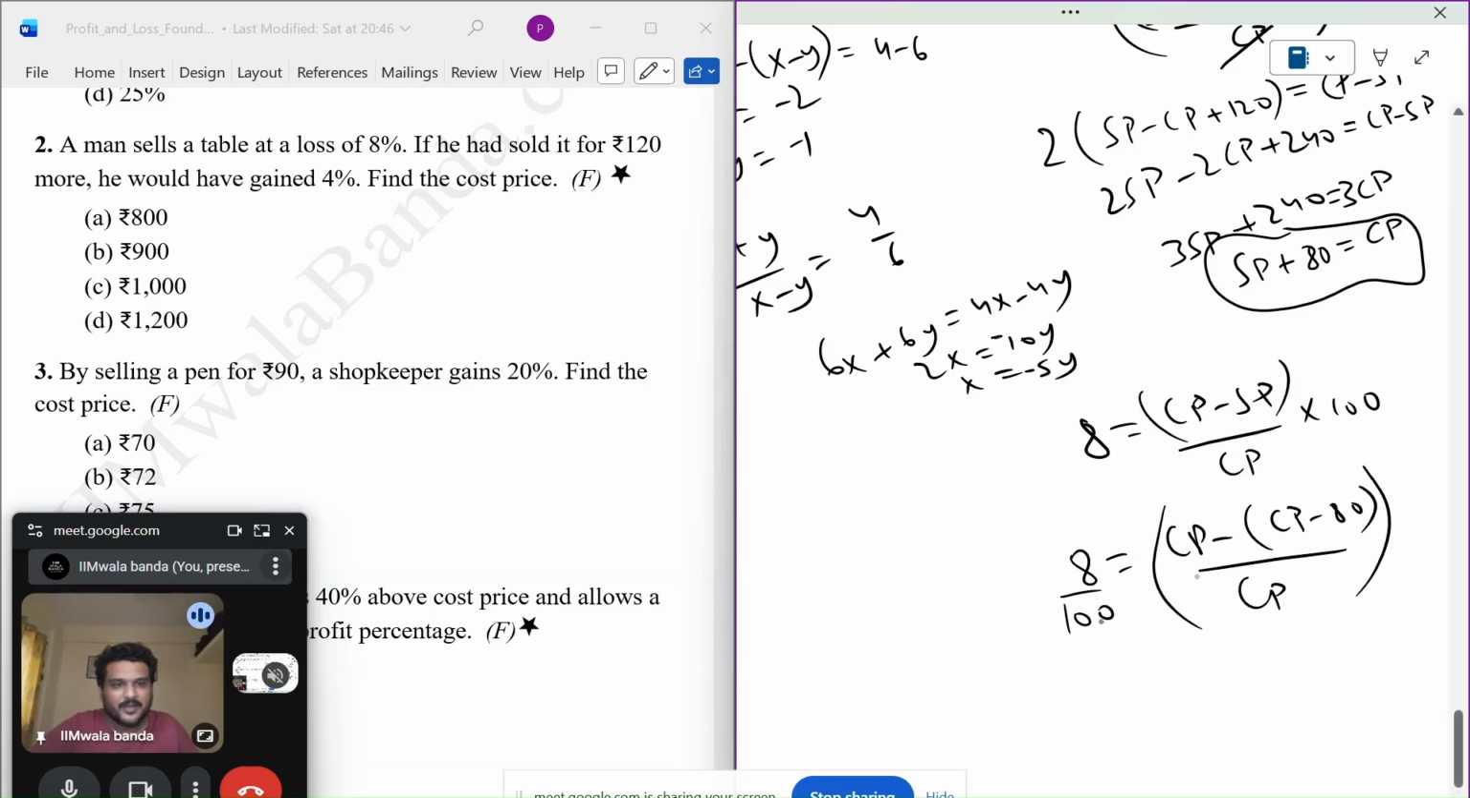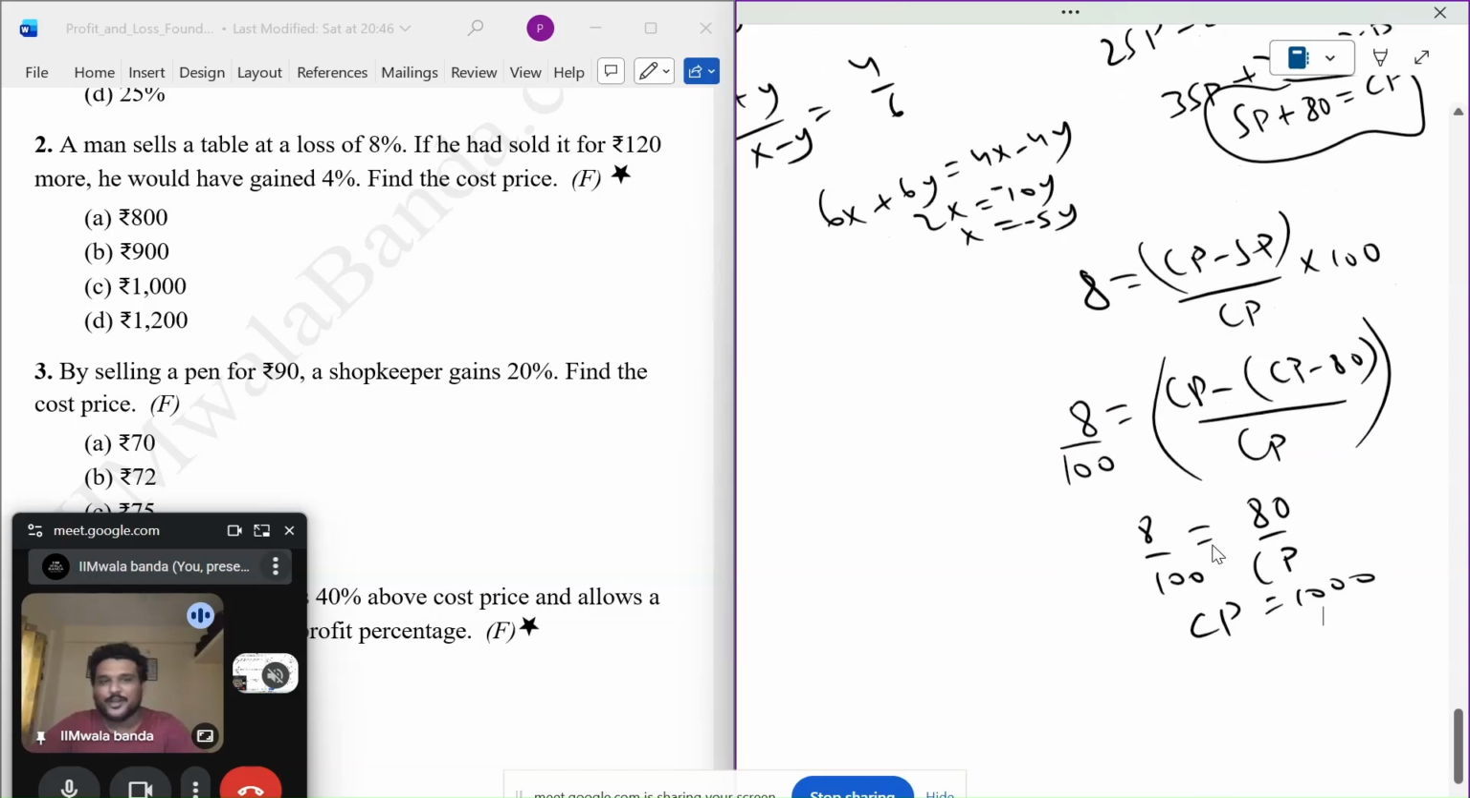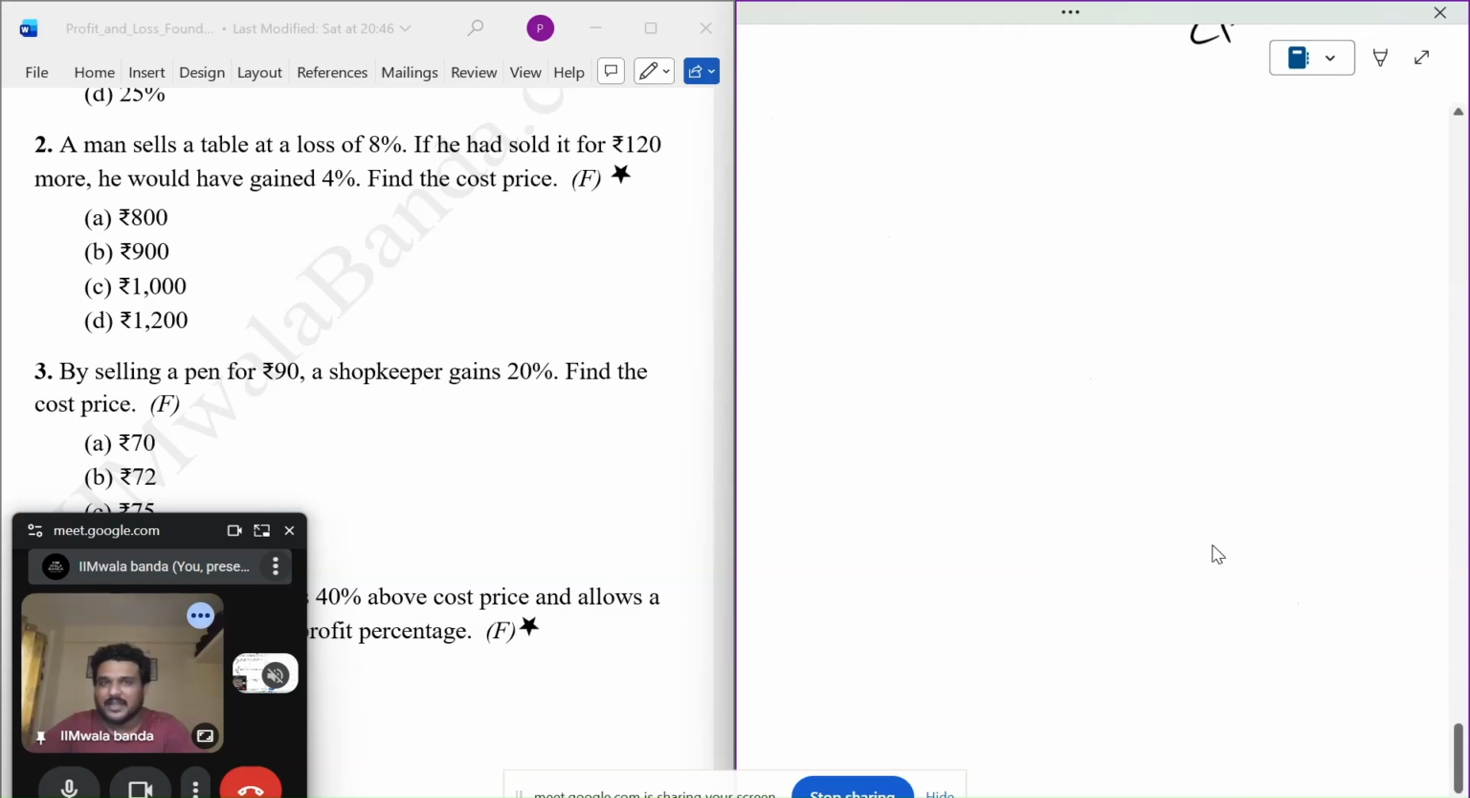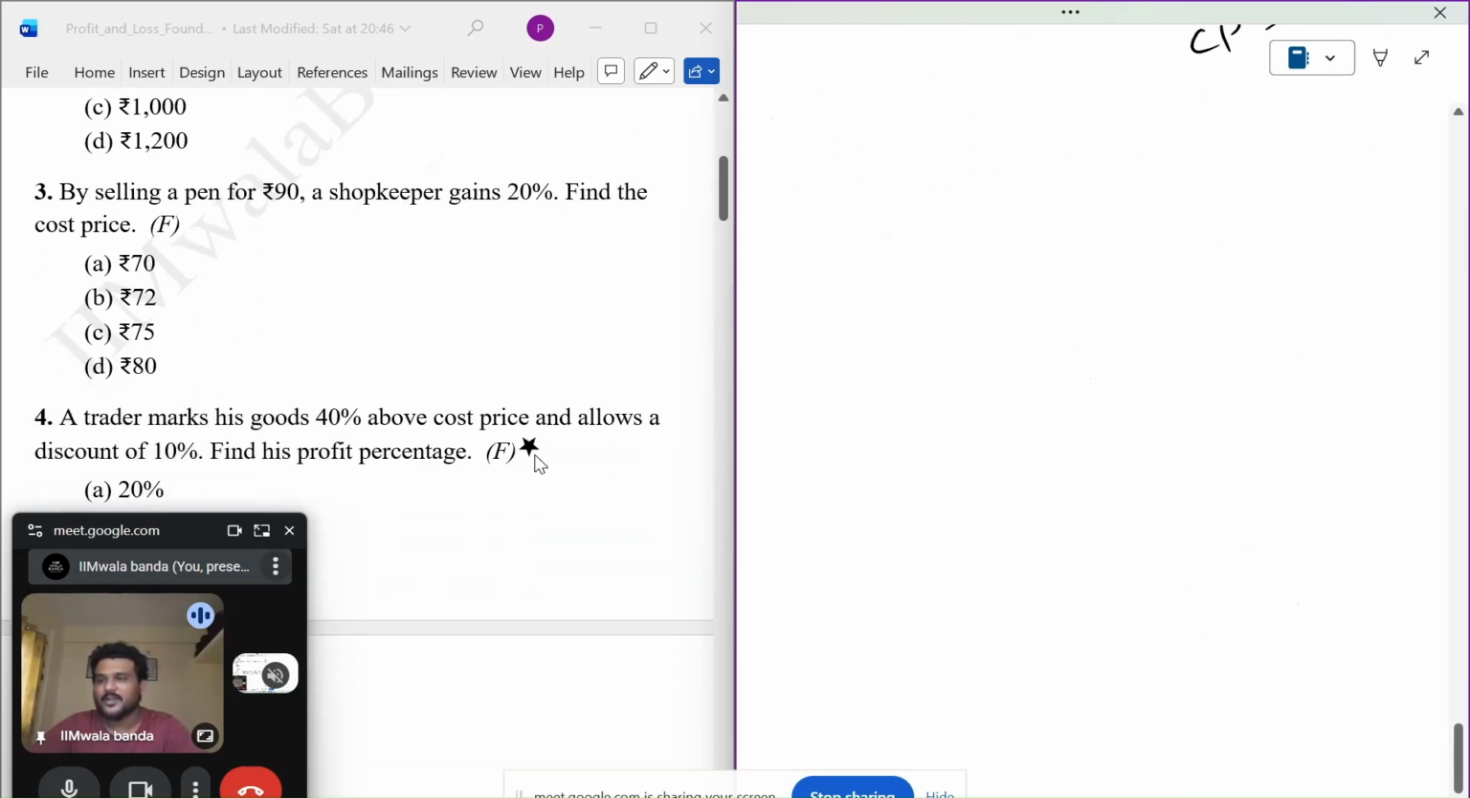Let this 100 come here. So this CP will get cancelled. This will become 80. 80 upon CP is equal to 8 by 100. So this 8 and 8 will get cancelled. CP will come here, this will go there. CP will become 1000 rupees. It would have been very quick, but I wanted to take detours to explain the calculation part. And that is the whole idea of these concept foundational videos. If you're already comfortable, go to level 2 directly.